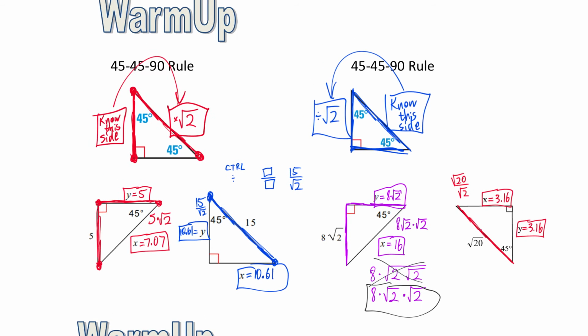So again, on this 45, 45, 90, all you have to think about is, do I multiply by the square root of 2 or do I divide by the square root of 2? If you know the hypotenuse, you're dividing by the square root of 2. If you know the leg, you're multiplying by the square root of 2.